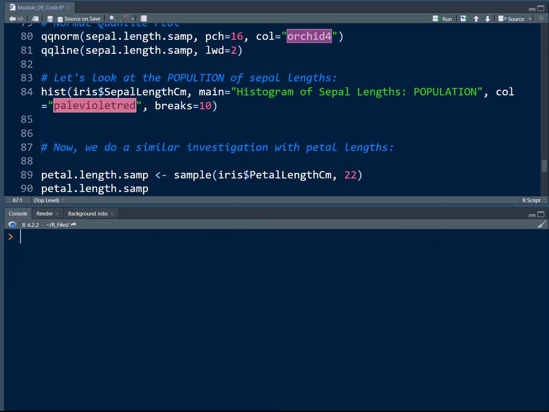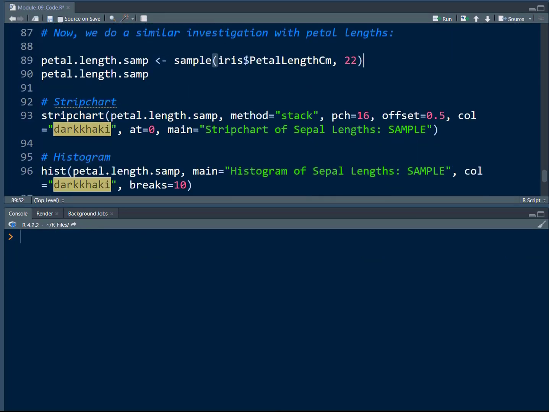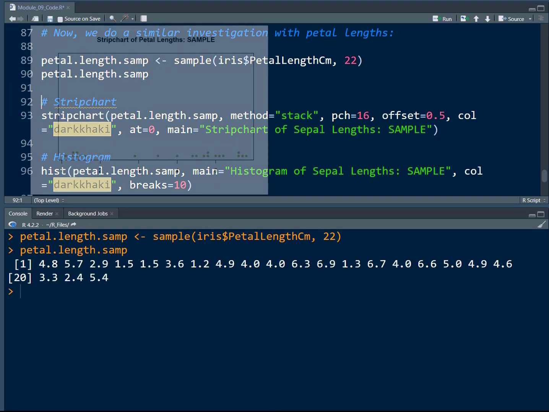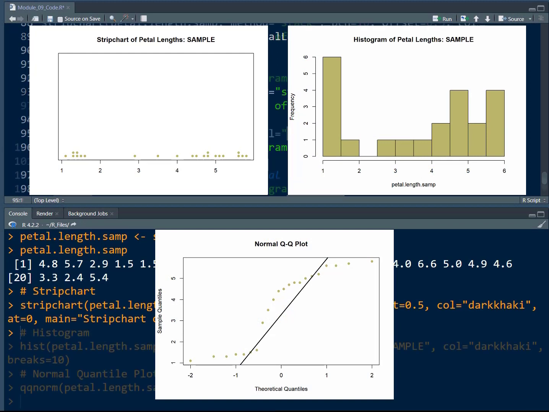Let's do a similar investigation with iris petal lengths. We take a sample of petal lengths. And then we'll create a strip chart, histogram, and a normal quantile plot.